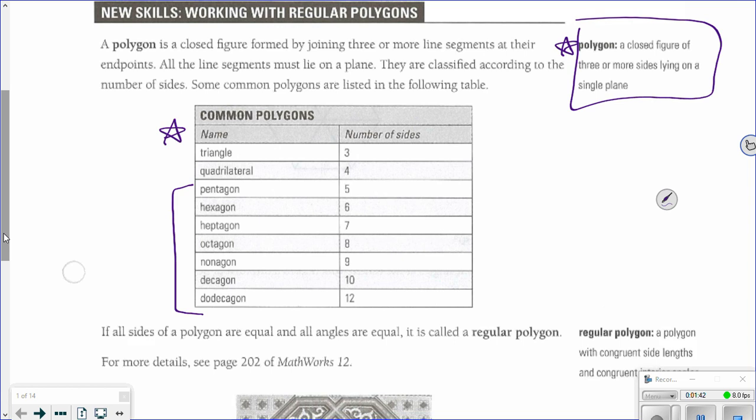The beginning ones are different though, but everyone knows a 3-sided shape is a triangle, and then a 4-sided shape is a quadrilateral. We learned that one in the last section. Okay, so you have to be able to recognize from the name how many sides it's going to have. So make sure you're familiar with this chart. Make sure you're familiar with these names.